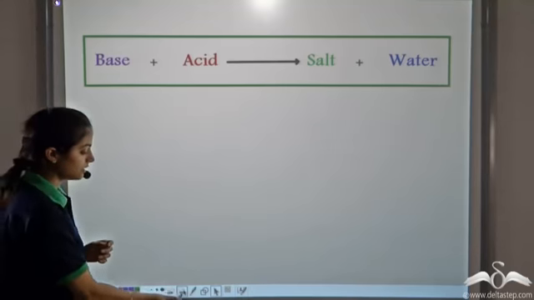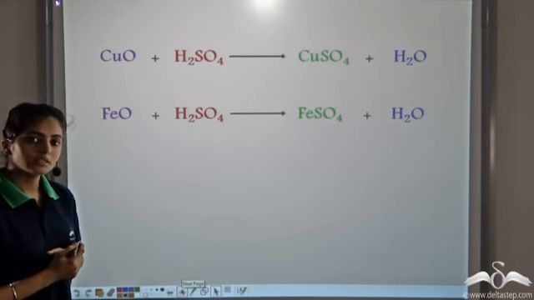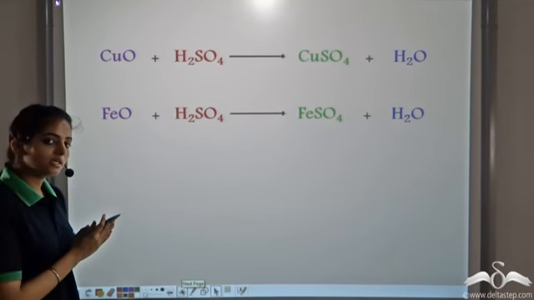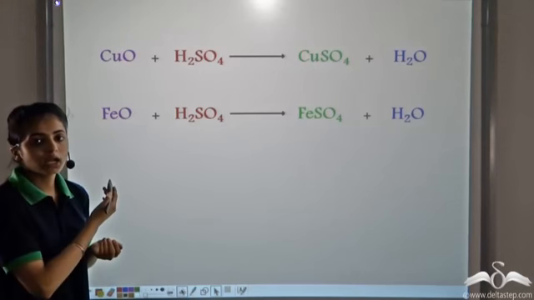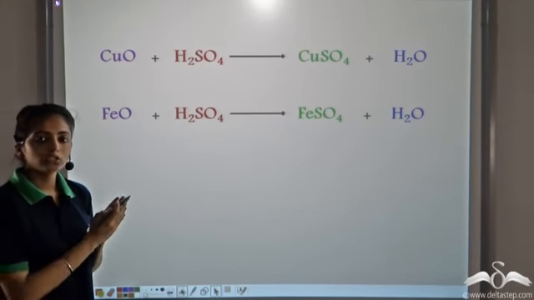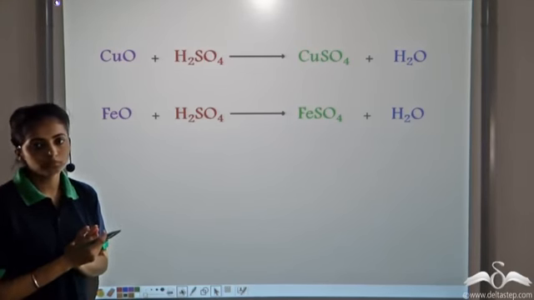So our acid, in this case, is sulfuric acid. Whenever it reacts with a base, that is a metallic oxide, it forms the corresponding salt and water. So we see that sulfuric acid reacts with copper oxide to form copper sulfate and water. Similarly, it reacts with iron oxide to form iron sulfate and water.